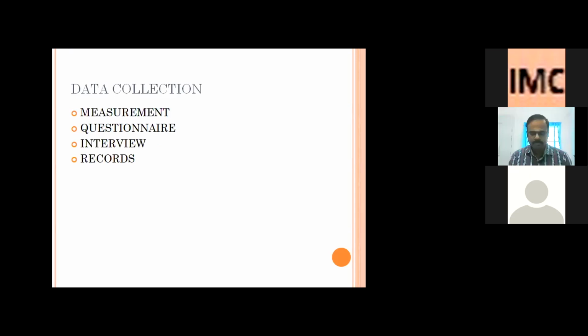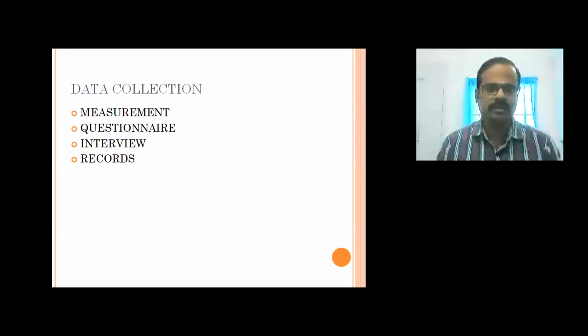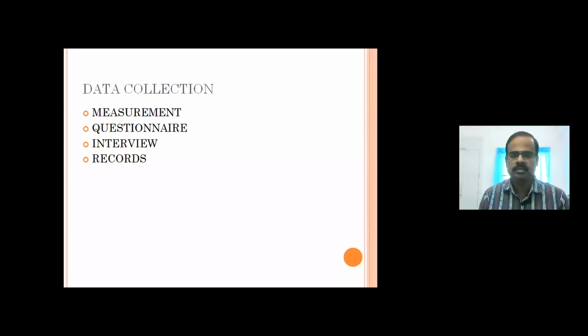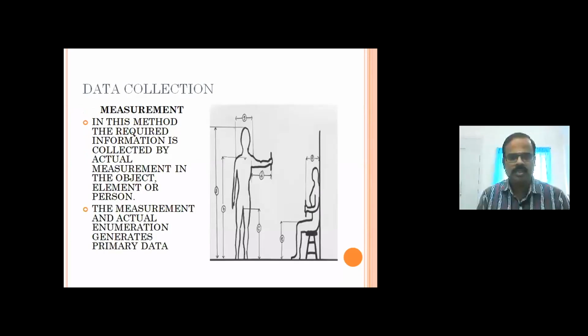When you collect data, depending on the study population, for example if they are illiterate people, you can use direct measurement, a self-administered questionnaire, or a direct interview with the study participants. Measurement is the method in which the required information is collected directly from the object or the person. So the measurement and the actual enumeration generate what type of data? What type of data, Raghu?